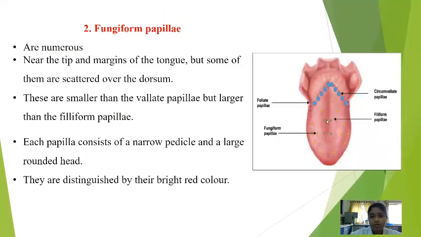Fungiform papillae. So this is what the fungiform papillae look like, these yellow colored dots. They are numerous and are found near the tip and margins of the tongue, but some of them are scattered on the dorsum. These are smaller than the vallate papillae, but larger than the filiform papillae. Each papilla consists of a narrow pedicle and a large rounded head. They are distinguished by their bright red color.